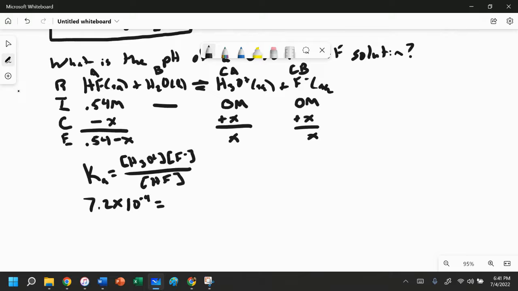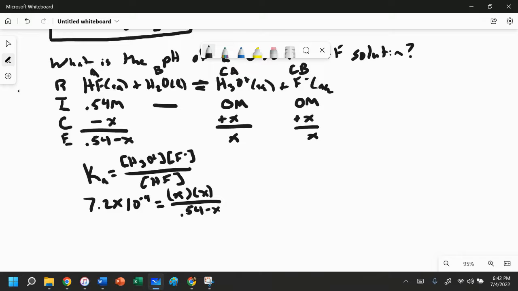Now we're going to plug in our equilibrium amounts. So at equilibrium, we're going to have X amount of H3O positive multiplied by X amount of fluoride, divided by the concentration of the HF at equilibrium, which is 0.54 minus X. Now this is where we get to decide if we get to use a shortcut so that we can avoid a quadratic equation. Because if you'll notice, X times X is X squared, and in the denominator we have a single X. So this is a quadratic, and if we solve this straight from this equation, we would have to use the quadratic equation, which of course slows us down a little bit.